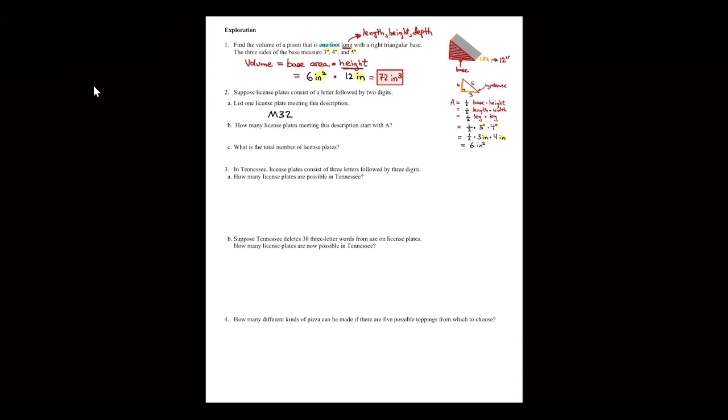How many license plates meeting this description start with the letter A? It's a little trickier of a question. And then, you know, what is the total number of license plates? So 2 digits. Now you got to think about how many 2-digit numbers there are.